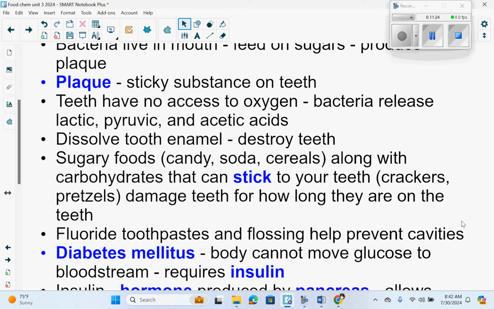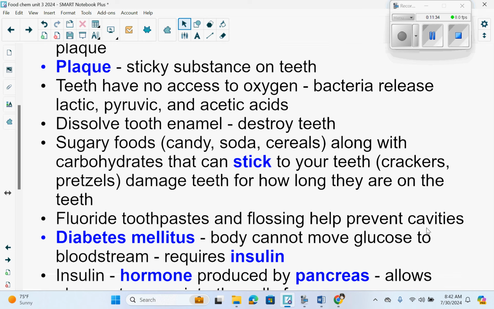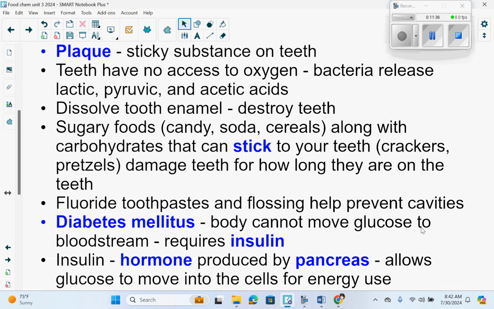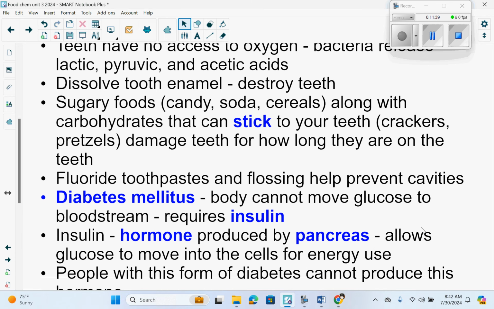So my dentist has always told me it's not necessarily how much you are eating, right? Which is a whole other separate issue. But in terms of your teeth, it's how long the foods are remaining on your teeth. Fluoride toothpastes and flossing help prevent cavities.